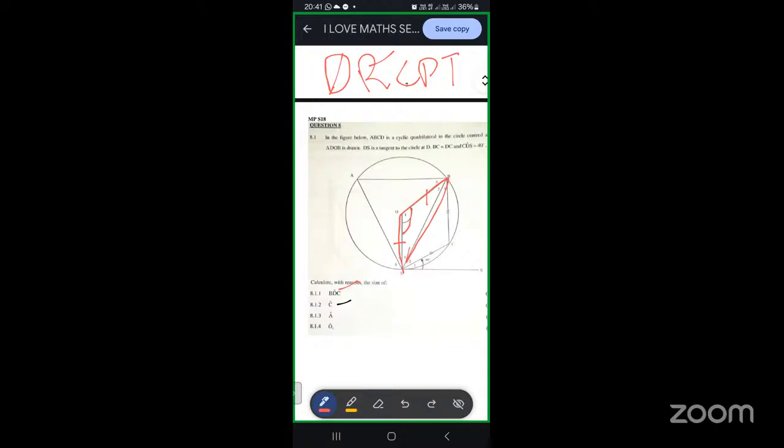Can we try to find angle D3 and B2 first? D3 and B2, yes, sir. Okay, how do you think we can find those? I don't know.